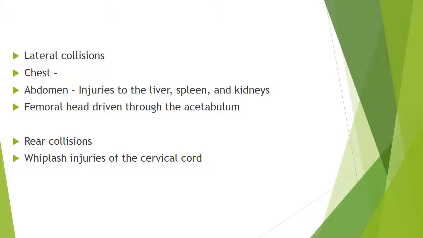During a T-bone or a lateral collision, the chest could be injured with fractured ribs, pneumo and hemothorax. The abdomen, depending on the site of injury, could injure the liver or the spleen and the kidneys. And the femoral head is driven through the acetabulum, therefore causing acetabular and pelvic fractures. Rear end collisions usually end up with whiplash injuries of the cervical cord due to the sudden increase in the acceleration followed by the deceleration.